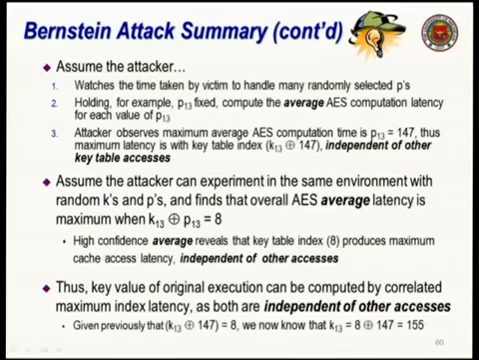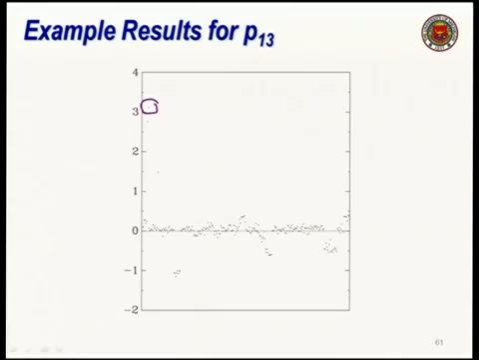Now, let's say, for example, when he looks at the 13th byte of the plain text, he notices that the longest execution happens when that value is 147. And so as he changes that input on the plain text, he listens for any spikes in the amount of time it takes to execute that single operation.